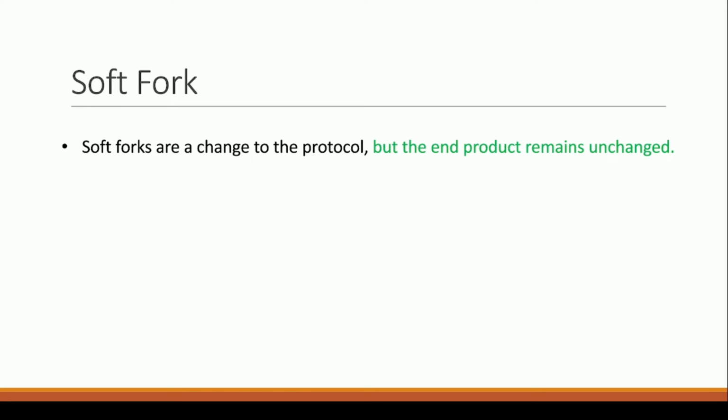Soft fork are a change to the protocol, but the end product remains unchanged. Now, what do I mean by this line? It simply means that you are going to make some changes. Let's say if we talk about Ethereum. So you are going to make changes to the Ethereum protocols, means the rules and regulation on which Ethereum blockchain is running. You are going to change those rules and regulations, but the end product remains unchanged. Your Ethereum blockchain will remain the same. There will be changes, but those changes will not affect the product.